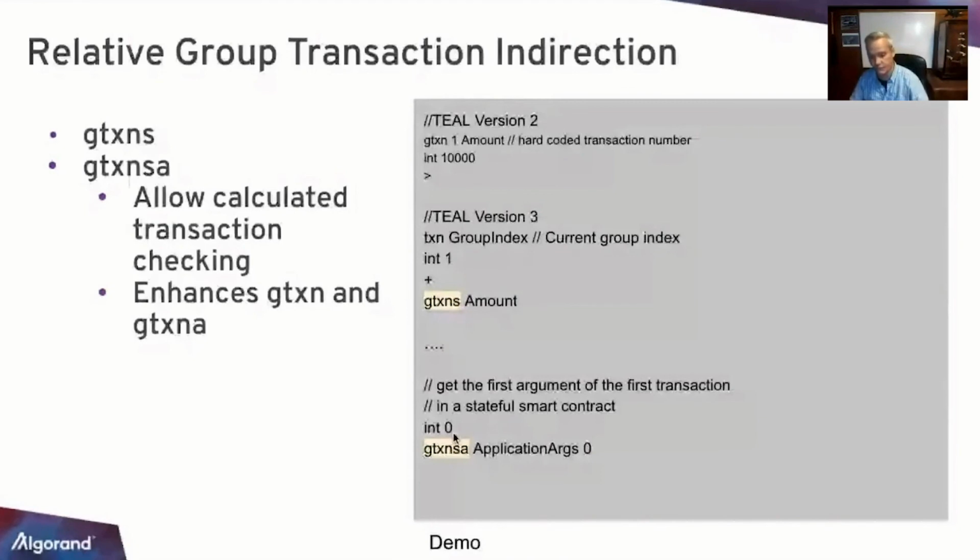The same is true with this, which is called GTXNS. And then we also have GTXNSA, which is the same as GTXNA, except that instead of hard coding the value there, you're loading it from the stack. So it's basically using relative indirection. You could do a lot of nice things in code with that.